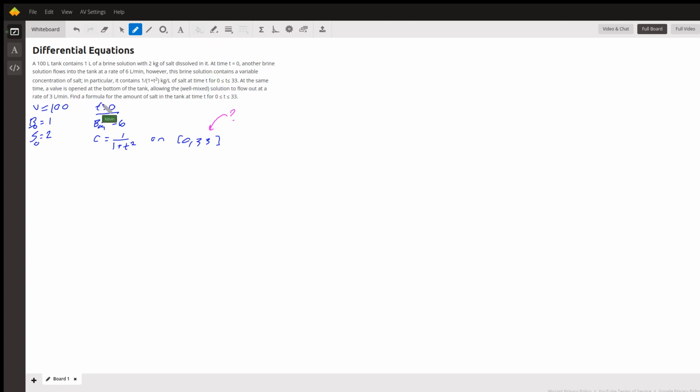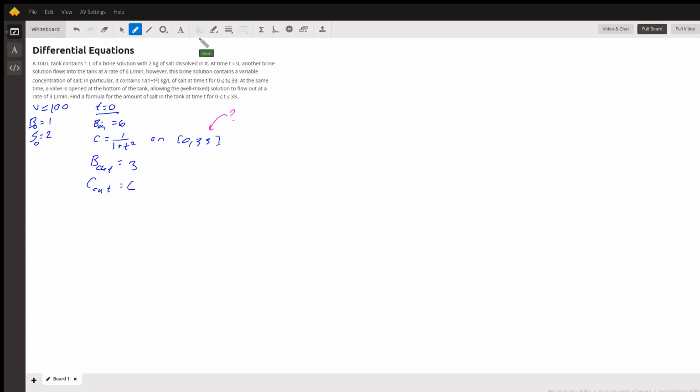At the same time, so time 0, a valve is opened at the bottom of the tank. Okay, so brine is going to be coming out, but we haven't been told what that is yet. Following and allowing a well-mixed solution. So well-mixed is not a nonsense word. This is actually an equation. It says the concentration going out is equal to the concentration currently, and that actually is going to help. Now, flows out at a rate of 3. Okay, so that's all of that information.